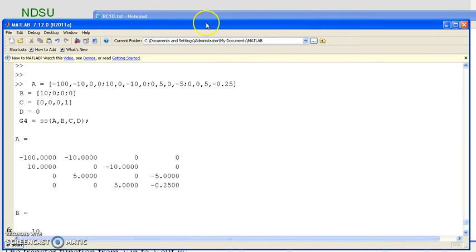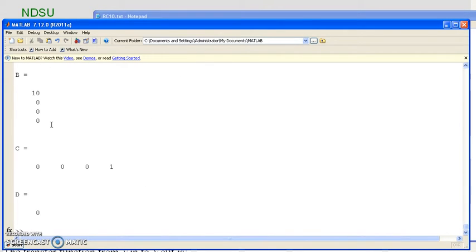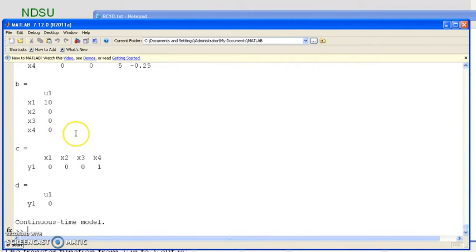Once I have A, B, C, D, I can input that into Matlab. Here's your A matrix. There's B, C, and D. Now put that in your system as SS. G4 is state space, A, B, C, D. Here's your A, B, C, D. And voila.